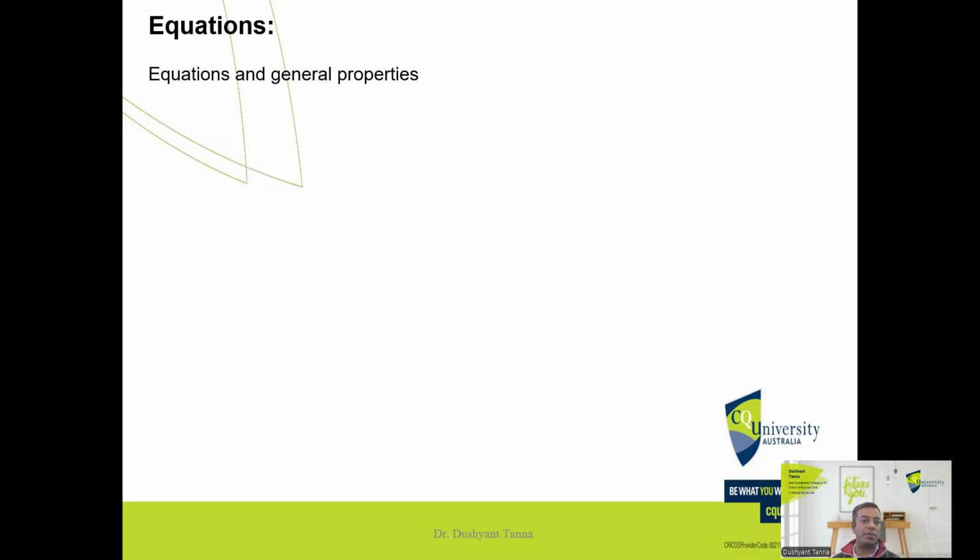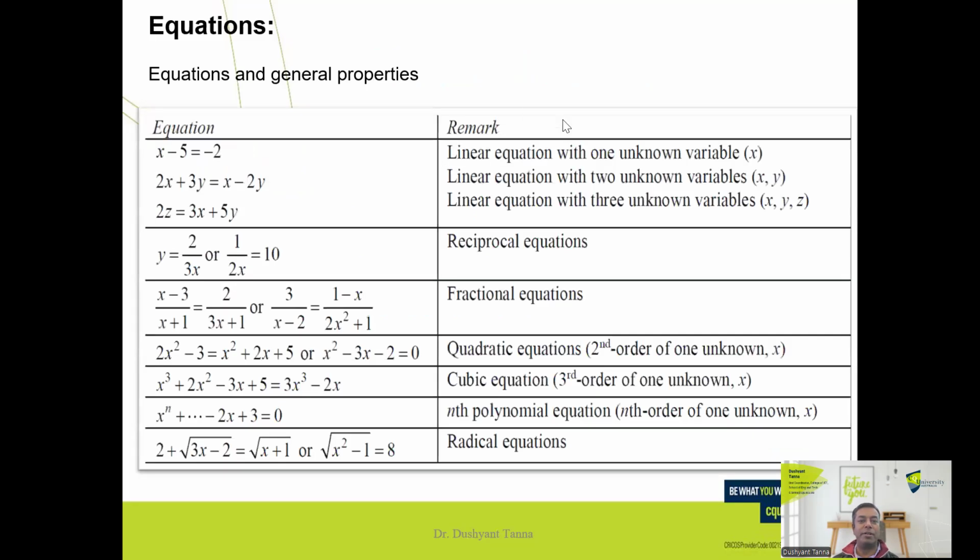So first of all, equations. Equations and some general properties. So big chart here. What is the first one called? x minus 5 equals -2. Right? It's a linear equation, only one variable. Again, a linear equation, but more than one variable. Again, a linear equation, more than 2 variables. As you can see, 3 variables there.